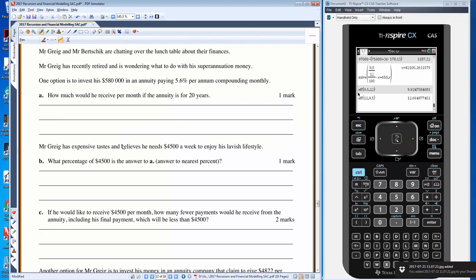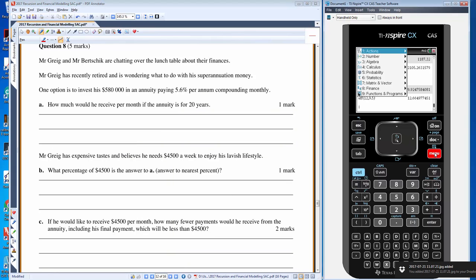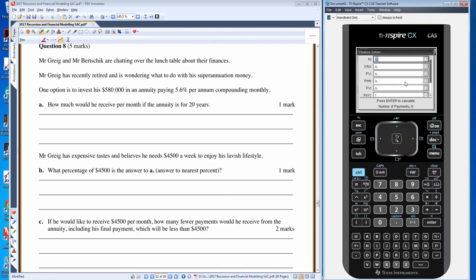Alright, so we're in the financial solver section of the assessment task now. So let's go to finance and financial solver. The annuity is for 20 years, so 20 by 12. The interest rate is 5.6. The present value is he is going to give $580,000 to the bank to invest. Payments is the annuity, which is what we're looking for, and annuities, basically the way they work is we keep taking money out of it until the value of it is 0. 12 and 12, and this will give us our payments.